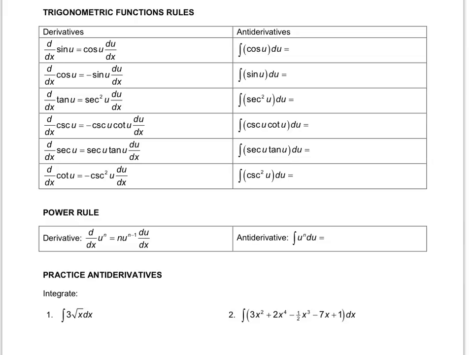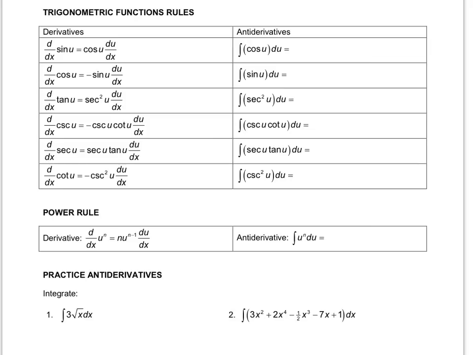Okay, here's where we're going to get into some more specific rules. The derivative rules are on the left, and we're going to talk about the antiderivatives on the right. So on the left-hand side, if you were to take the derivative of the sine of u with respect to x, you would just get the cosine of u times du dx. So that's the chain rule involved. Here on the antiderivative side, we're going to be taking the antiderivative of the cosine of u with respect to u. So in this case, u is actually our variable.